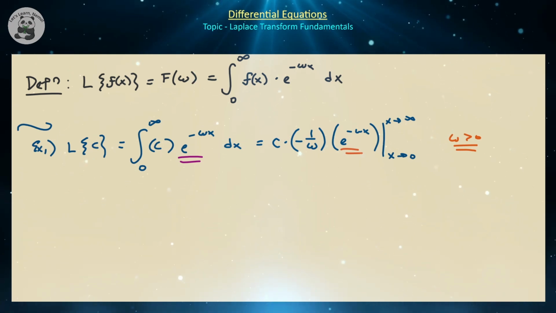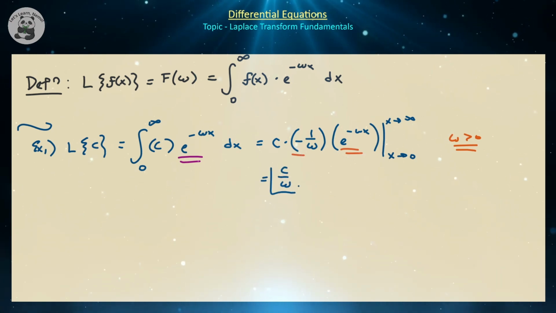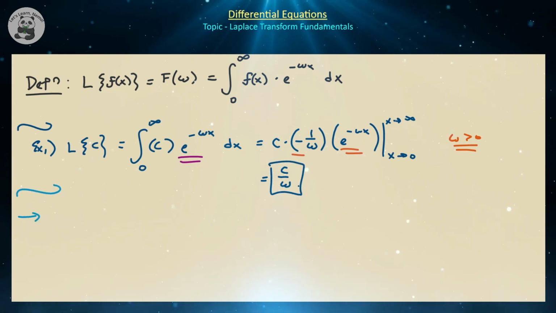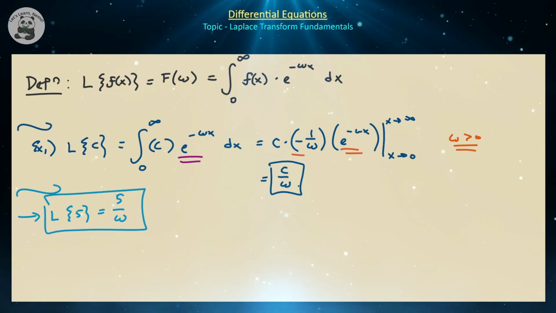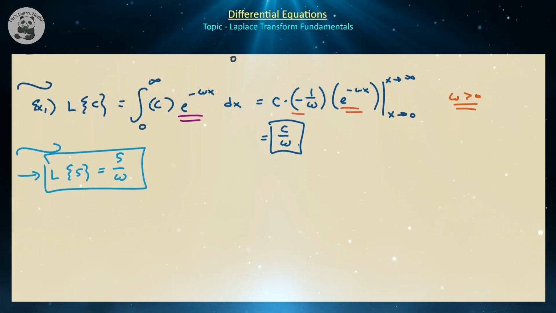So that goes to 0, and then as x goes to 0, the exponential goes to 1, so you have 0 minus 1, which is minus 1, which is going to negate that constant in the front. So what we're going to have is c over omega as the answer for the Laplace transform of our constant. So therefore, if somebody asks you, what is the Laplace transform of 5? You're just going to be like, okay, that's just 5 over omega. And you're like, okay, well, what's exactly going on there?